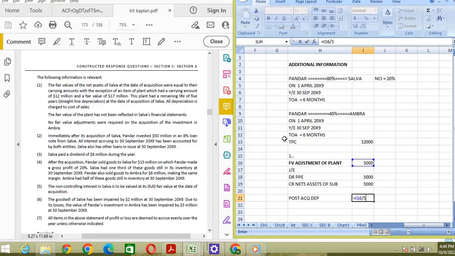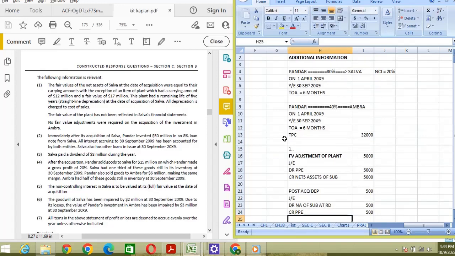So remaining life is 5. The depreciation is for 1 year, as we have already seen that it's a mid-year acquisition case. So we will just multiply it by 6 by 12. So 500. The journal entry is the same as above. We will now deduct this amount from the PPE as well as from the net asset of the subsidiary. So debit net asset of sub at the reporting date only, not from the acquisition date, and credit PPE. So 500. So next point.